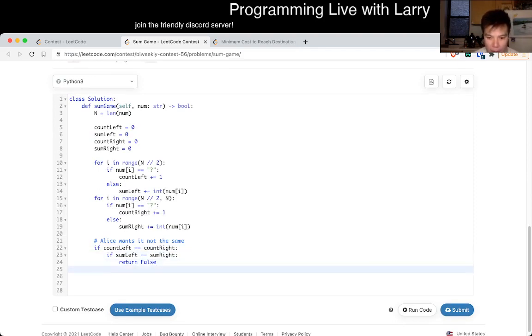If the sum is equal, then this is false because Bob can always do it. Otherwise, for every number that you do, it's just return true because they cannot match you, because you just choose the side in which it is lower, or higher, and then you just choose a 9 and then they can't really match. Okay, I believe in that then.